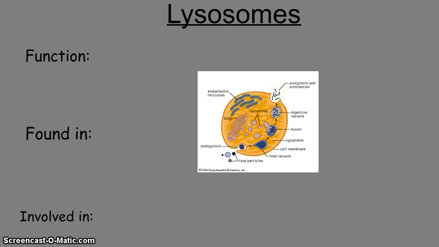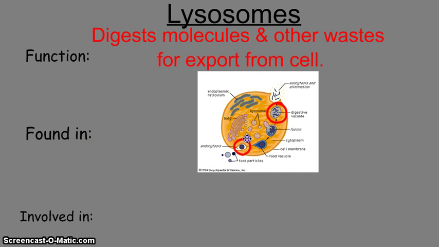Lysosomes. You can see here the lysosome is this little thing that's being formed here as the membrane pinches in around things. Molecules here inside are being digested, being wrapped up. That's the job of the lysosome. It digests molecules and other wastes for export from the cells. And so you'll start to see these things being formed, and that's what their job is.